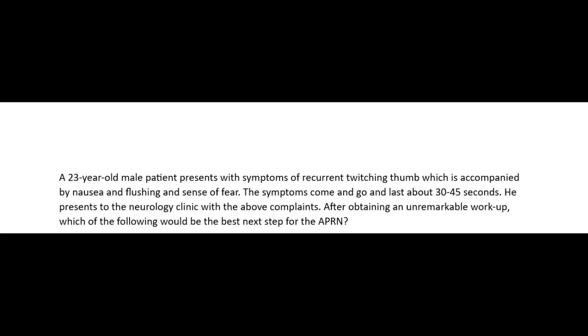So a 23-year-old male patient presents with symptoms of recurrent twitching thumb, which is accompanied by nausea and flushing and a sense of fear. The symptoms come and go and last about 30 to 45 seconds. He presents to the neurology clinic with the above complaints. After obtaining an unremarkable workup, which of the following would be the best next step for the APRN?